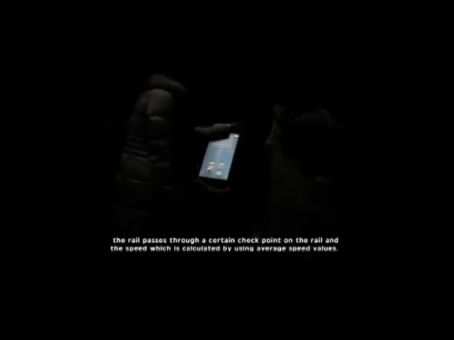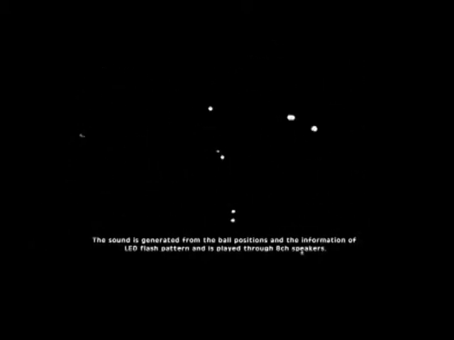This is the user interface, so the audience can select the lighting patterns. Sound is also generated by the data from the balls.